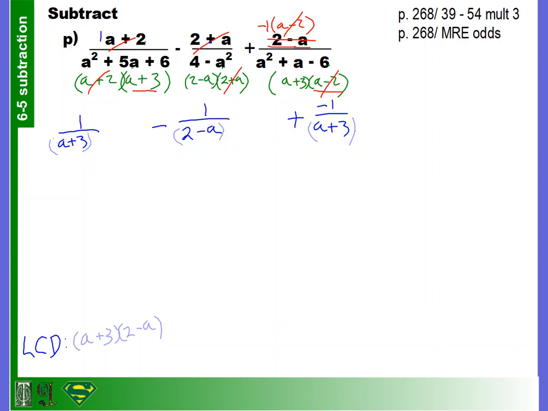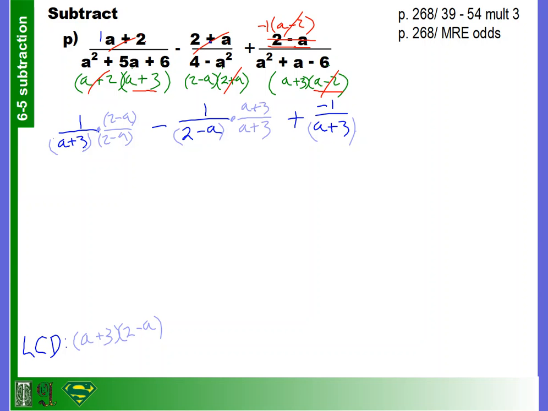So the question is, what do I have to multiply this fraction by to get my least common denominator, 2 minus a? If I multiply by 2 minus a over 2 minus a, I'm just multiplying by 1, which doesn't change the value of the fraction. What do I have to multiply this fraction by? A plus 3. So I'm going to multiply it by a plus 3 over a plus 3.